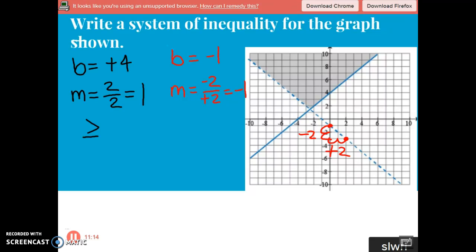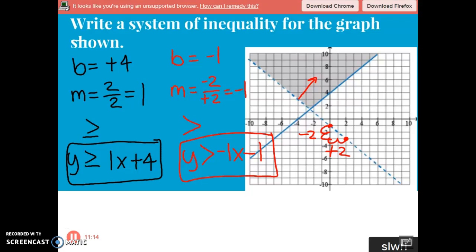Is that a solid or a dotted line? Well, that's a dotted line. So we know it's not going to be equal to. And is the equation shaded above this line or below it? That is definitely in the upward movement. So that means it's greater than. So let's write our two equations. Here are our two equations for this graph we're looking at.